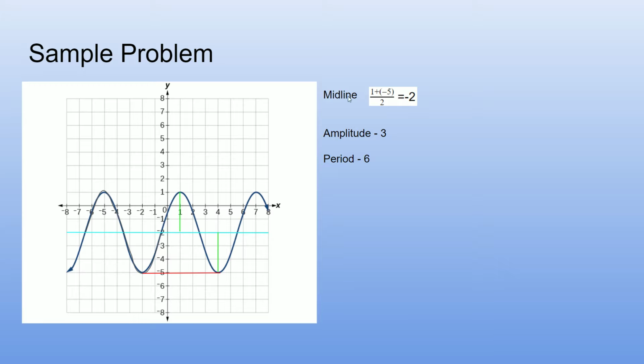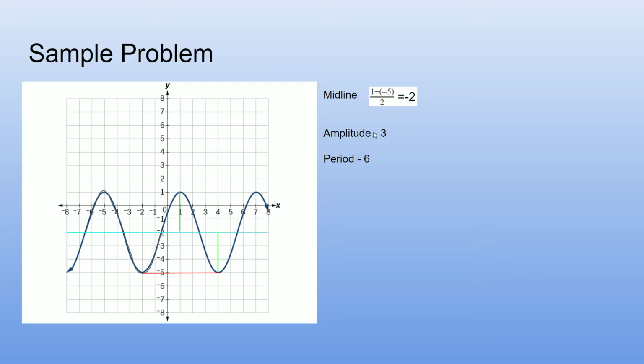To find the midline, we need to look at the maximum value and the minimum value, and take the y-coordinates from each and plug them into this equation. So I took 1 subtracted by 5, as this is a negative, and divided that by 2. What I got from that is -2, and that's my midline. So that's the midline right there. And you can see here, the midline is separating a set of functions here and a set of functions here.